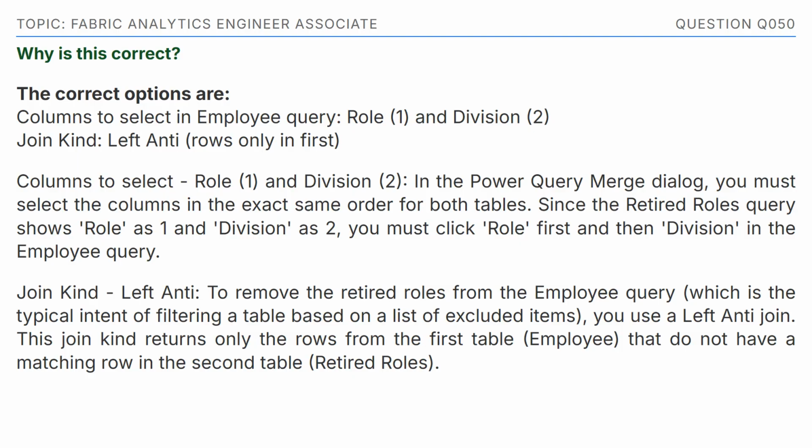Join kind left anti: to remove the retired roles from the Employee query, which is the typical intent of filtering a table based on a list of excluded items, you use a left anti join. This join kind returns only the rows from the first table, Employee, that do not have a matching row in the second table, Retired Roles.